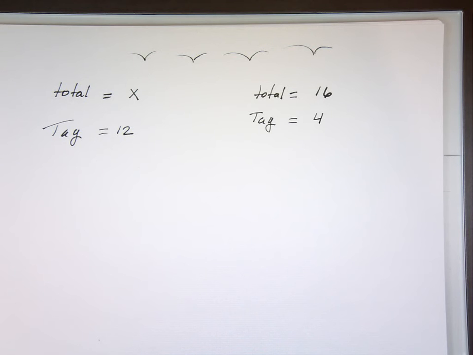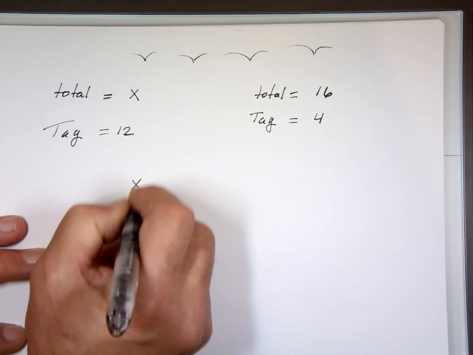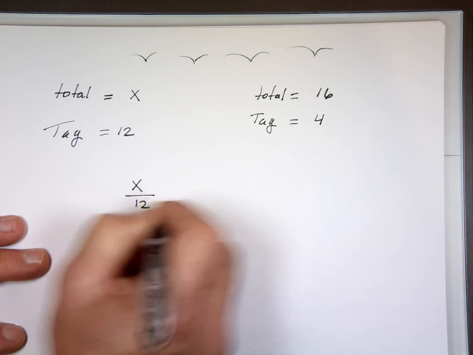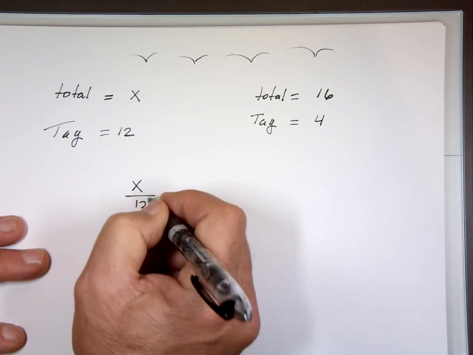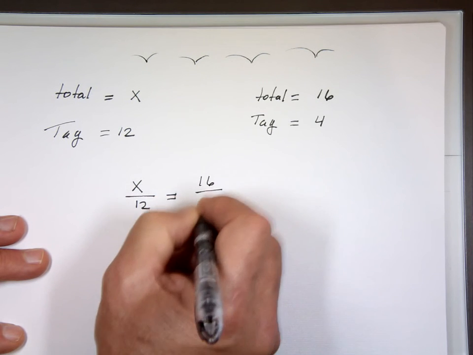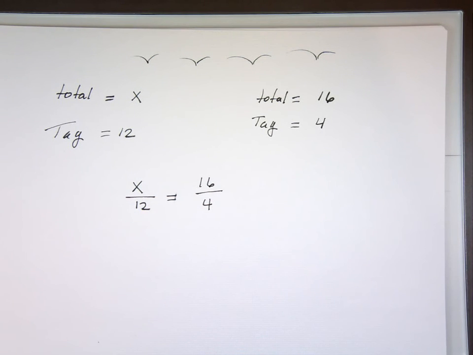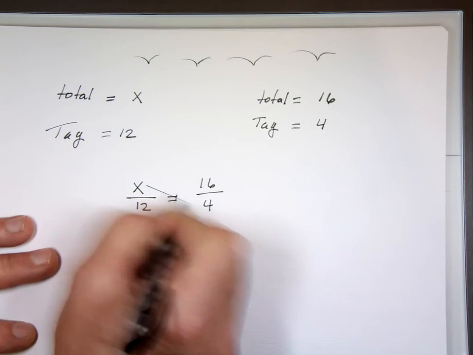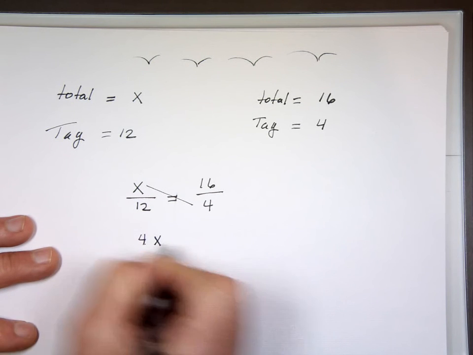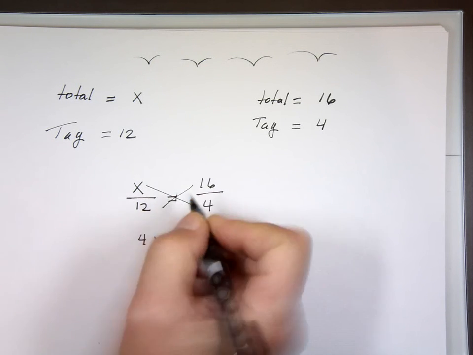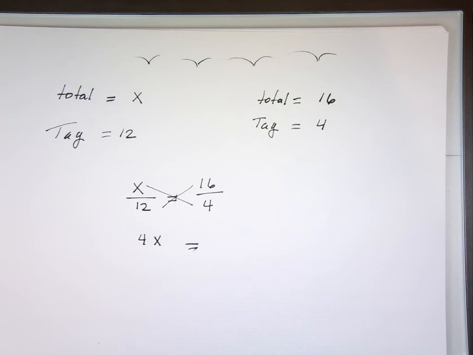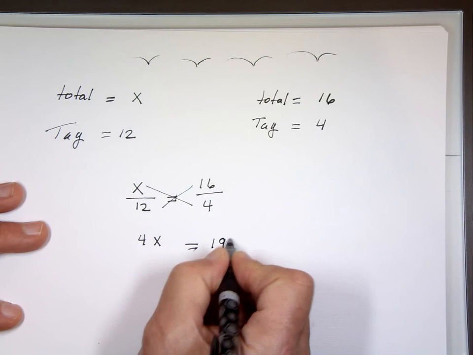So we can set a proportion now. We can say x divided by 12, as the total over the tagged, equals the total, which is 16, over the tagged, which is 4. Cross multiply, that's 4x. 16 times 12 is 192. To solve for x, we divide by 4.